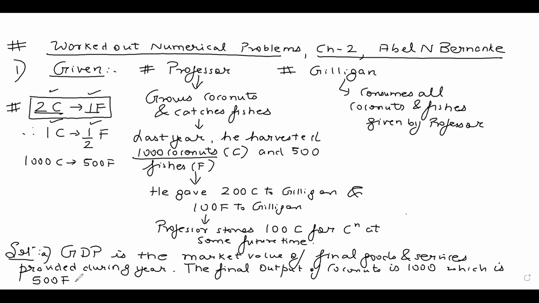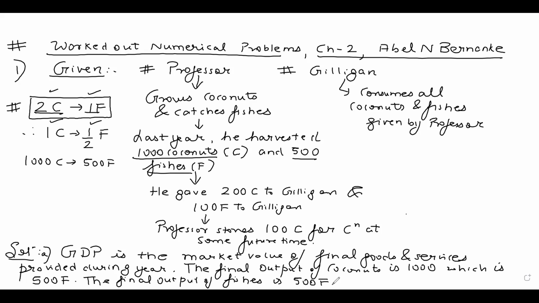And how many fishes were harvested by the professor? 500 fishes. So I can write that the final output of fishes is 500 fishes.